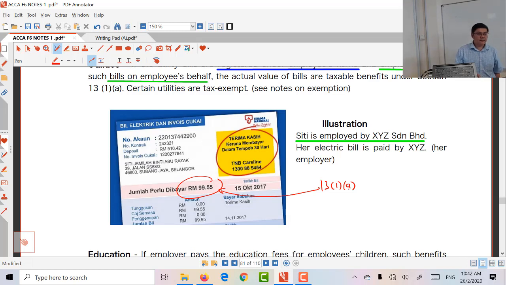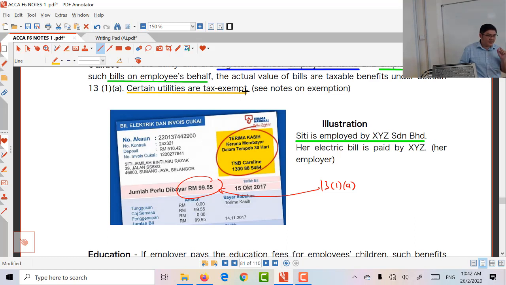Understand why? If your boss doesn't settle this bill, tell me what you're going to do with the bill. You pay yourself, right? I mean, that's your bill. Your boss doesn't actually need to settle, but your boss is being nice to you and says, come, give me the bill. If your boss doesn't settle, you're supposed to pay. But now, because your boss is paying for you, you save that money. Your wallet got an extra 99 ringgit. That's why you tax it. Okay? So take note.